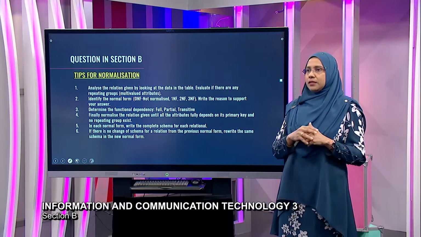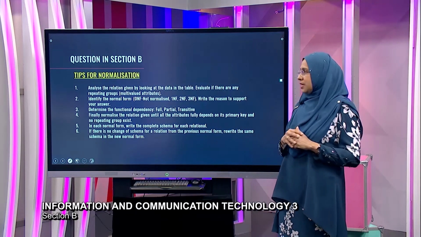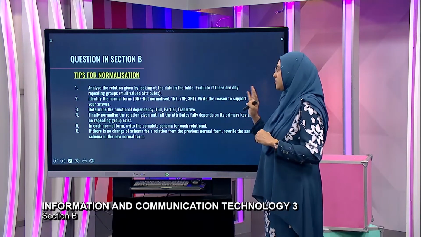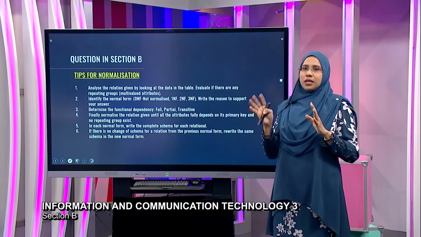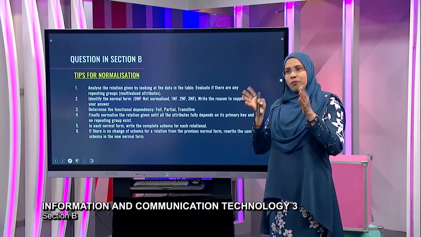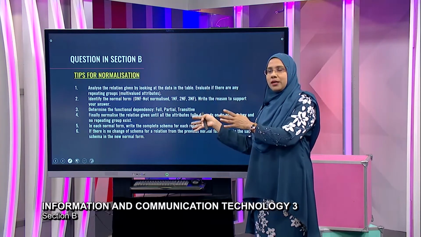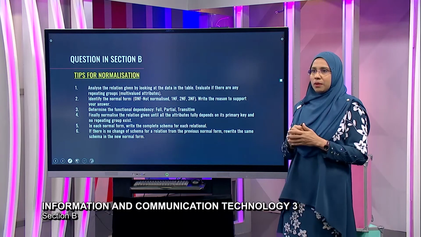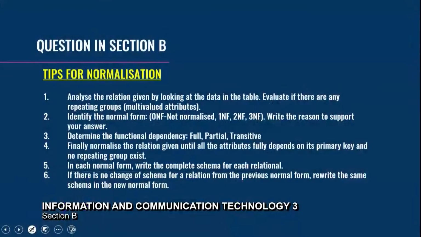And then the third one, determine the functional dependency. There are 3 types of functional dependency: full, partial, and transitive. Functional dependency means you have to write the primary key, followed by an arrow, followed by the attribute. And then step number 4, normalize the relation given until all the attributes fully depend on the primary key and no repeating group exists.